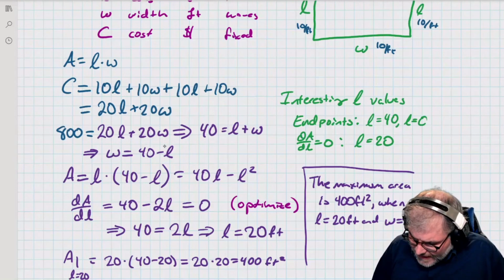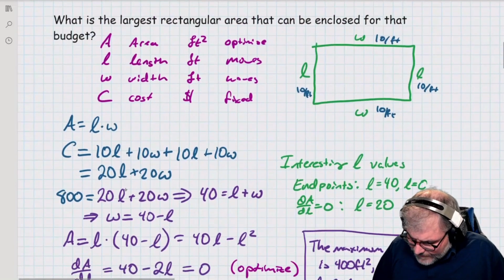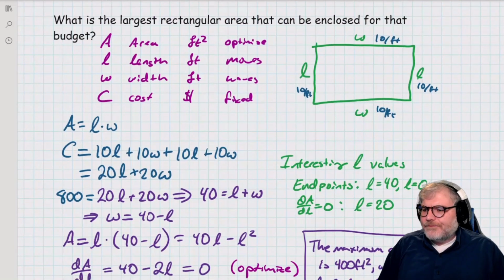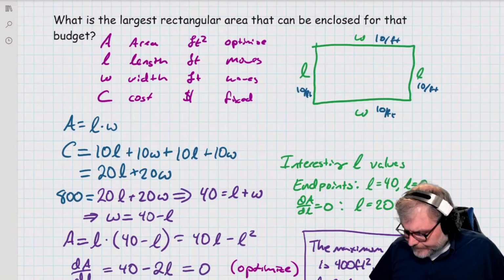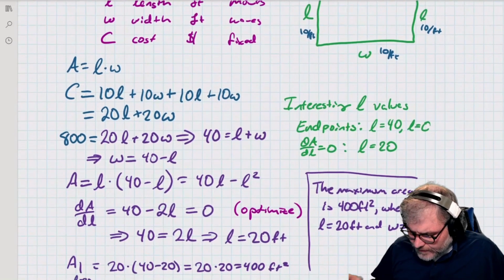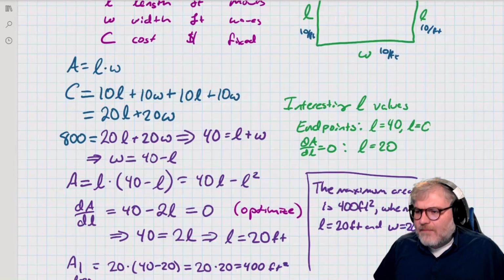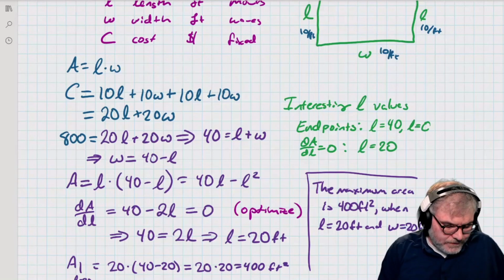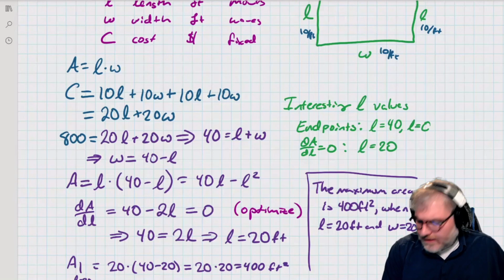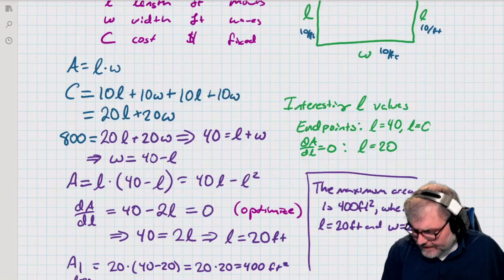I take this and substitute it back into the area equation. That gives me one equation with one unknown. So I have 40L minus L squared as the equation for the area in terms of the length.